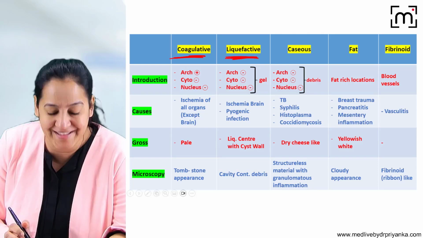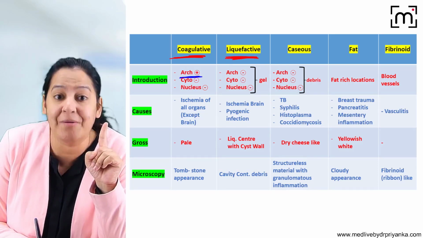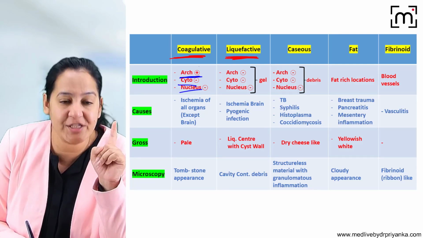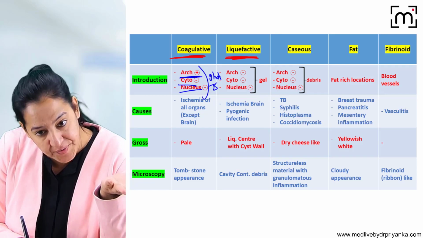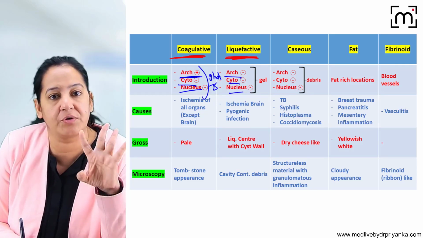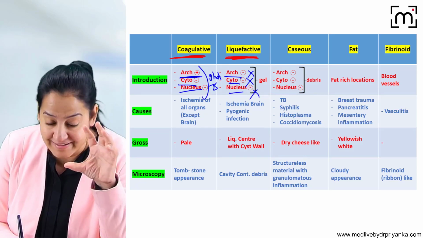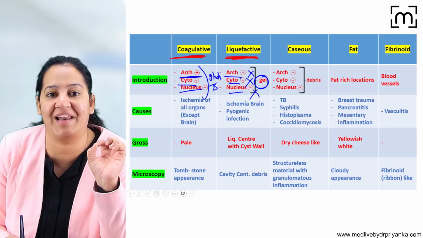Can we compare the two together? In coagulative necrosis, the architectural detail was maintained, but the cytoplasmic detail and the nuclear detail are lost. That's why the cell is known as a ghost cell or has a tombstone appearance. In contrast, in liquefactive necrosis, all three details are lost. No architecture maintained, no cytoplasmic detail, no nuclear detail. And the complete group of cells gets converted into a liquefied, semi-liquid, gel-like material.